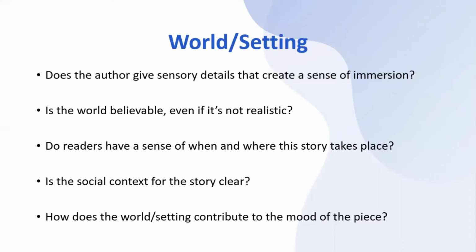Do you have a sense of when and where this story takes place? And do you understand the social context for the story? So a romance in 21st century America is pretty distinct from a romance in Tudor England. And is it clear which one of those settings you're in, which world you're in? And then how does the world or setting contribute to the mood of the piece? Is it dark and dreary castles, or is it a, you know, a bright futuristic city? And how does that shape the way the story feels and where it's going?